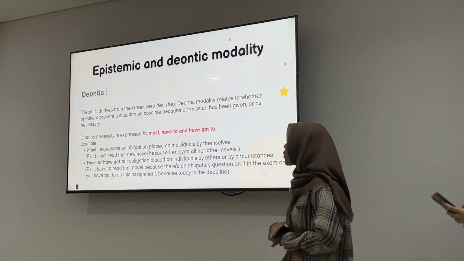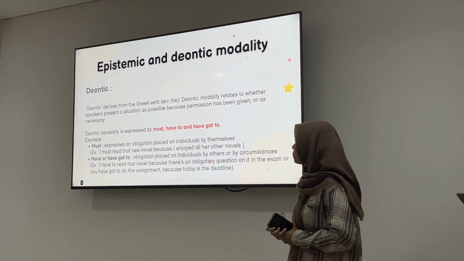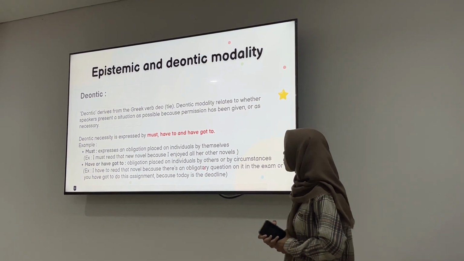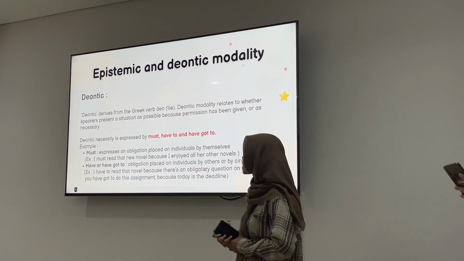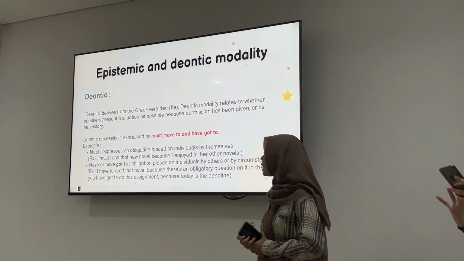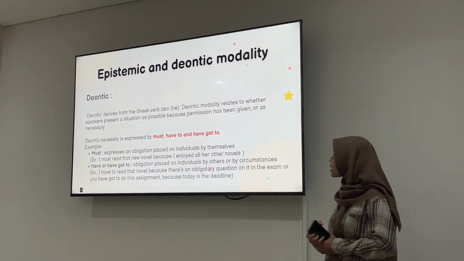Okay, so we are going to the deontic. Deontic derives from the Greek verb deo or tai. Deontic modality relates to whether speakers present a situation as possible because permission has been given, or as necessary. So deontic necessity is expressed by must, have to, and have got to.